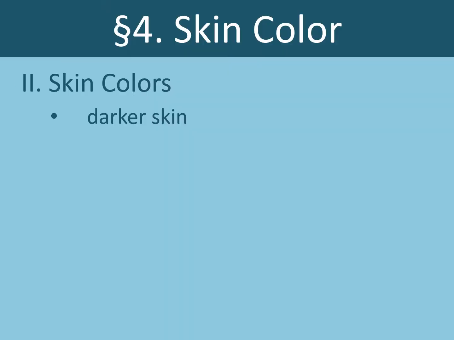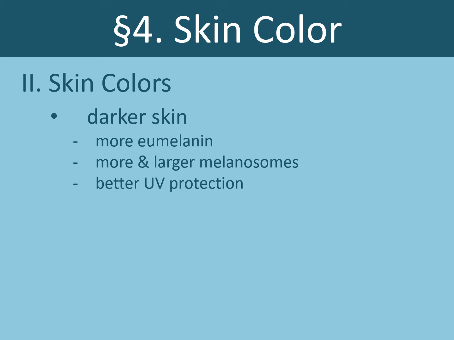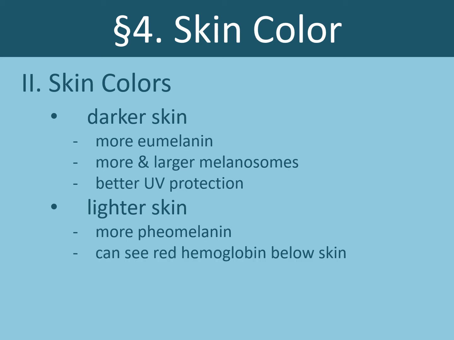Remember, there are two types of melanin, eumelanin and pheomelanin. Eumelanin confers a brown-black color. People with darker skin tend to have more eumelanin. They also tend to have larger and more numerous melanosomes in their skin. Due to that additional pigment, people with darker skin tend to have better natural UV protection. People with lighter skin tend to have more pheomelanin, and due to deeper light penetration in people with lighter skin, you tend to be able to see the red hues of the hemoglobin in the blood below.